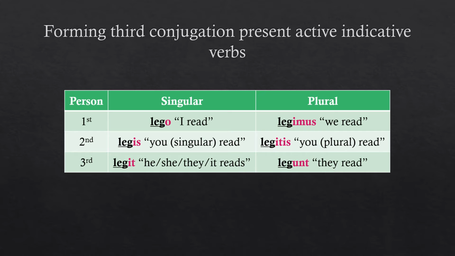Each verb is composed of 2 parts, a stem and an ending. For the present active indicative of lego, the stem is leg-, and the ending changes depending on the person and number of the subject. With the exception of the first person singular lego and the third person plural legunt, the first vowel of each ending is a short i.